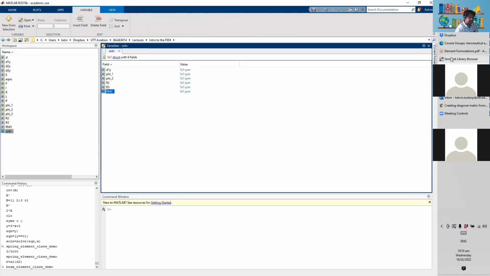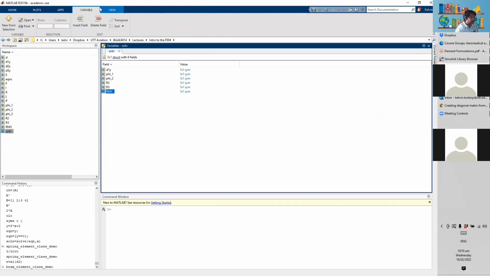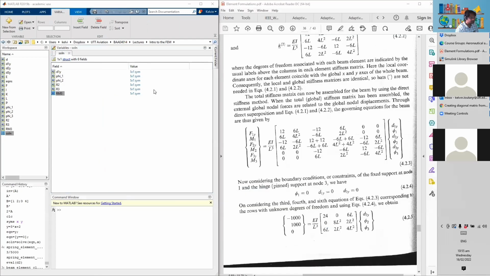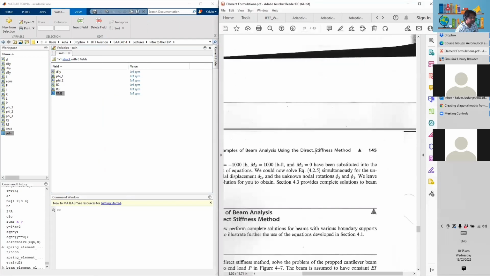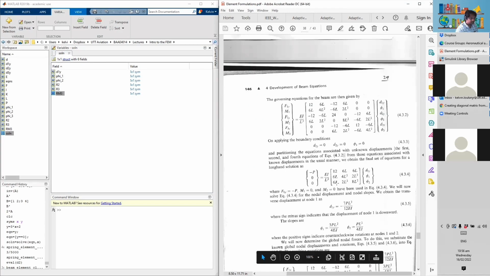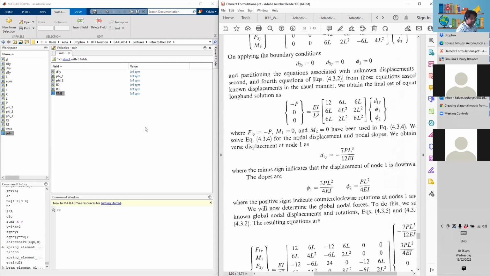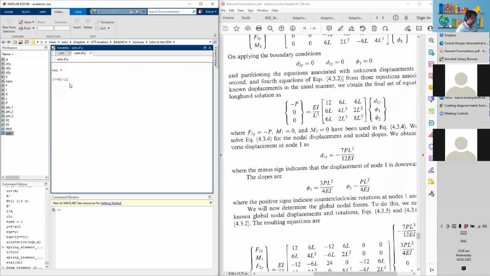So what we could do is a split screen here, and we could probably try and go through the solution. So this is their solution. D1y was minus 7 PL cubed on 12 here, right? So D1y has 7P, but the L is missing, and the EI is missing. So I know that means the L cubed and EI are missing.